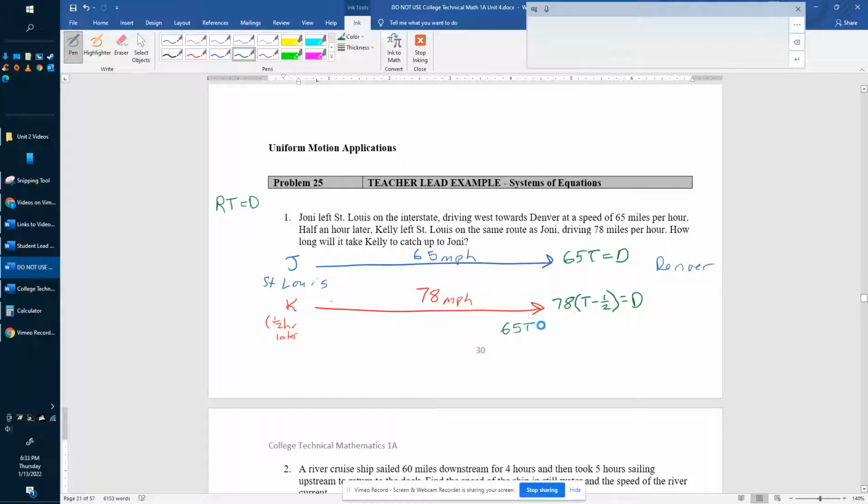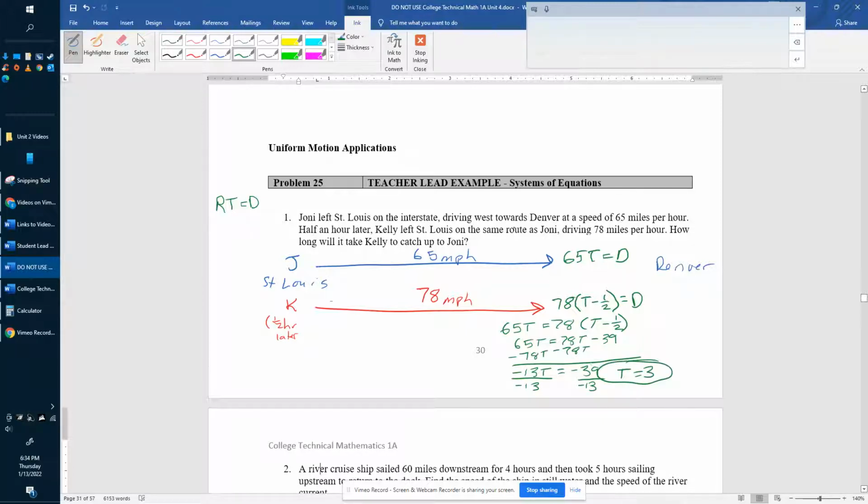65t equals 78 times t minus 1/2. 65t equals 78t minus 39. Subtract 78t from both sides, and we get negative 13t equals negative 39. Divide both sides by negative 13, and we get t equals 3.